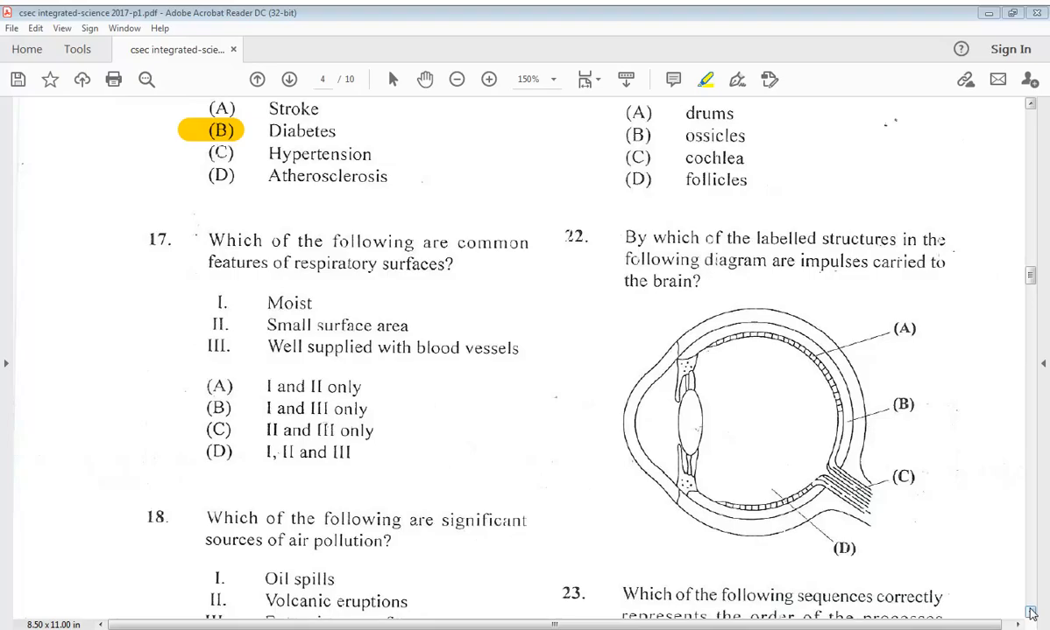17. Which of the following are common features of respiratory surfaces? 1, moist, 2, small surface area, 3, well supplied with blood vessels. So we know 1, moist, 2, small surface area is not a feature of respiratory surfaces. So that would be out. So 1 and 3, so our answer is B.